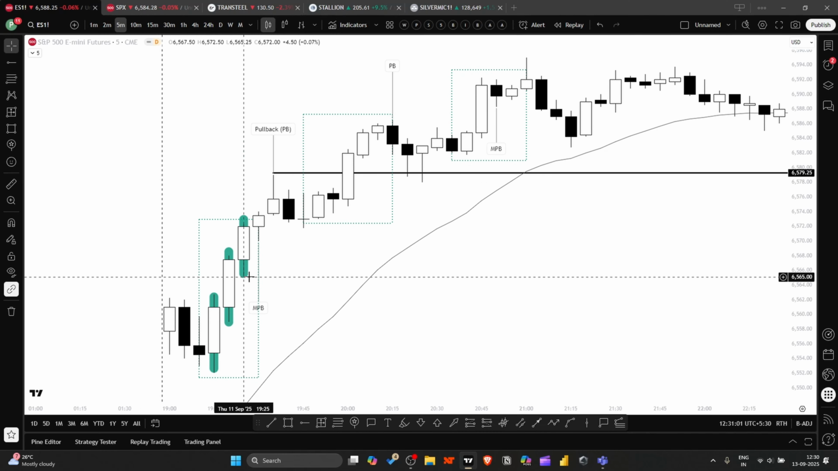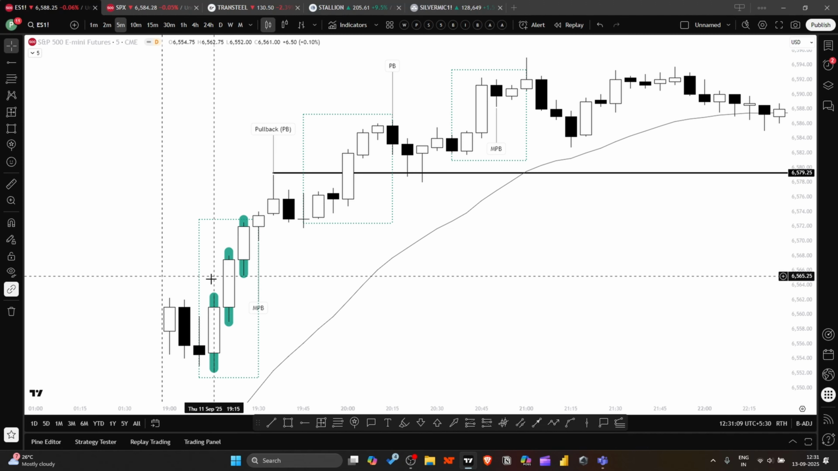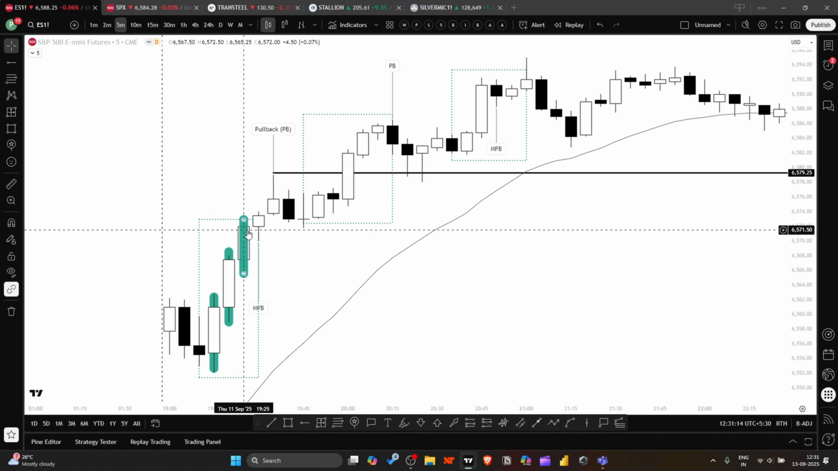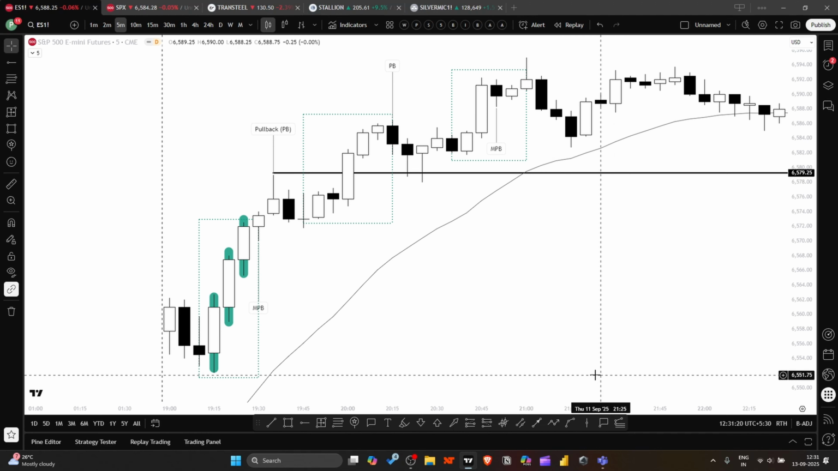Micro channel means the low doesn't get violated in the bull micro channel. Low, low, low, low, low got violated. And also the high should be closing beyond the high of this bar. This bar should be closing beyond the high of this bar. This bar closed beyond the high of this bar. This bar closed beyond the high of this bar. So is this much clear?